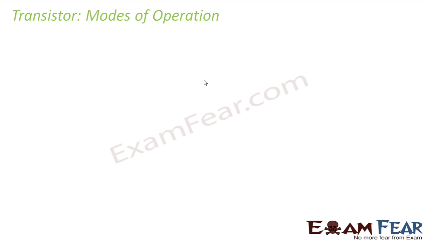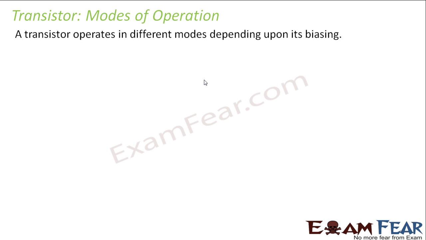Now we will look at the different modes of operation of a transistor. A transistor operates in different modes, depending upon the way it is biased, depending upon which junction is forward biased and which junction is reverse biased. We decide which mode the transistor is operating in. So what are the different modes of operation of a transistor?